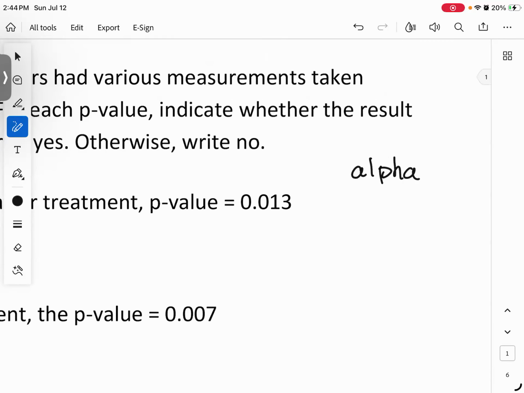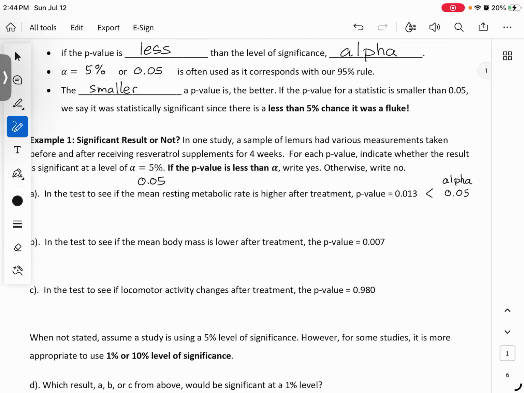So the p value is 0.013. Alpha is 5%. Again, we're usually going to do it in just purely decimal form. And in this one, you can see that the p value of 0.013 is smaller than 0.05. So in that case, yes, if they did see evidence that the mean resting metabolic rate was higher, there's a pretty good chance that that was not a fluke, or very, very small chance it was a fluke. And so they would say that yes, this result is significant.